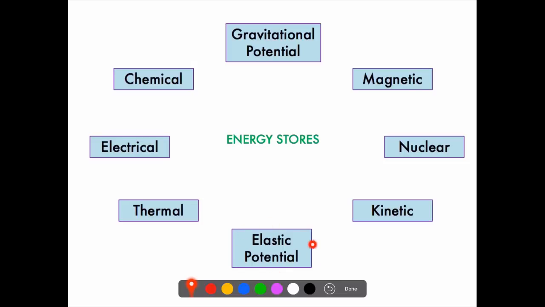You've also got elastic potential energy. This is when you have a rubber band, you stretch it out, and just before you let go, it has that potential to snap. So it has that elastic potential to snap back into place. Kinetic energy is the energy of moving objects. So these are all the different types of energy stores.